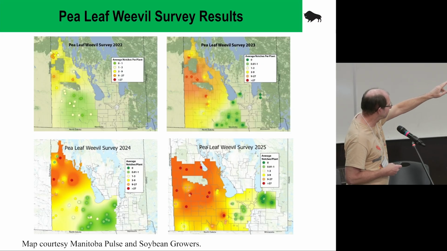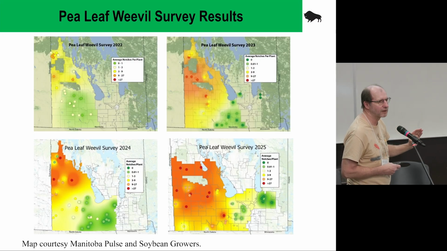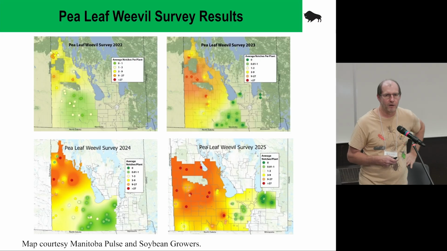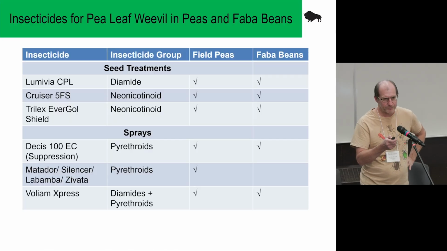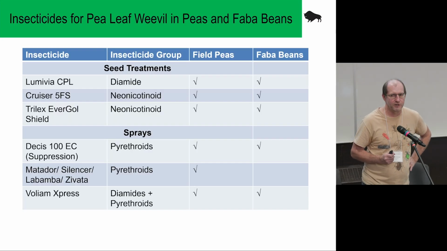And then this past year, a lot more orange on the map, and that orange has spread down into the southwest and into the central region quite a bit. So they are on the move. So again, something to be watching for, particularly in the western part of the province, some very heavy populations there.